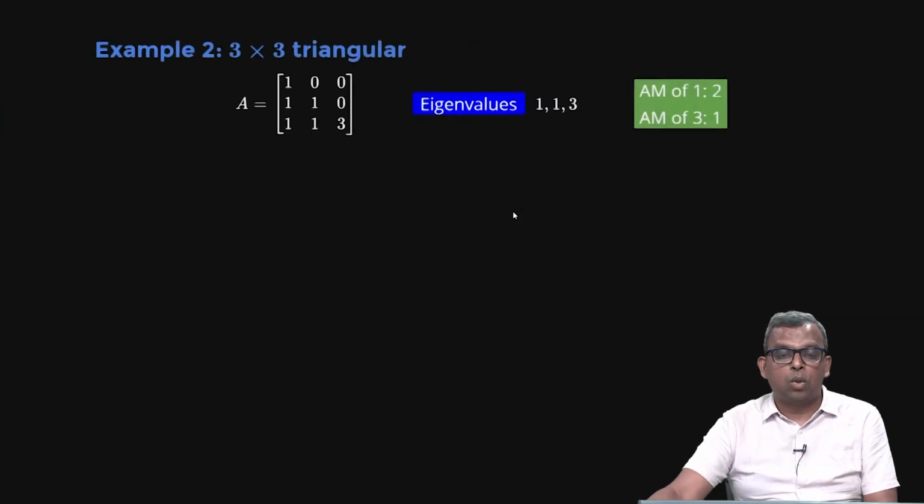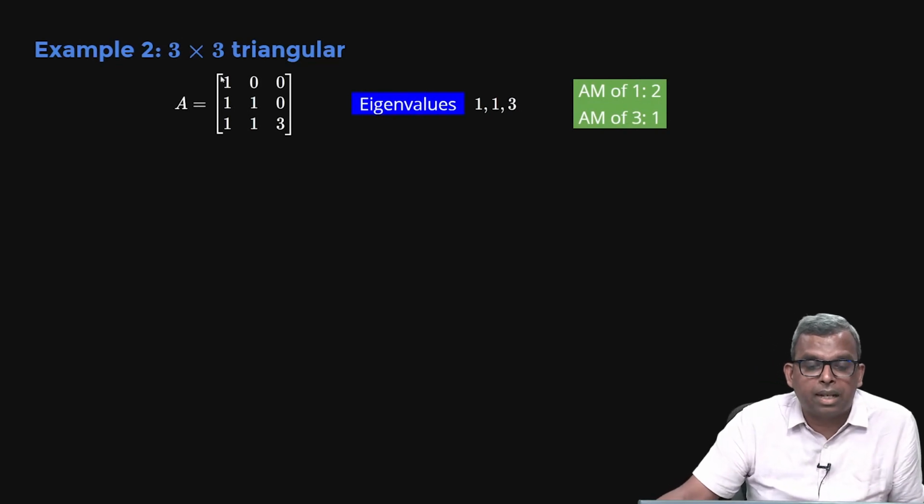Let us look at a slightly different case. In this particular case, I am looking at 1, 1, 3. So I have a repetition here, and I start having multiplicity. You notice here the eigenvalues are 1, 1, 3. So the algebraic multiplicity of 1 is 2 and the algebraic multiplicity of the eigenvalue 3 is 1, right? So these are my eigenvalues.